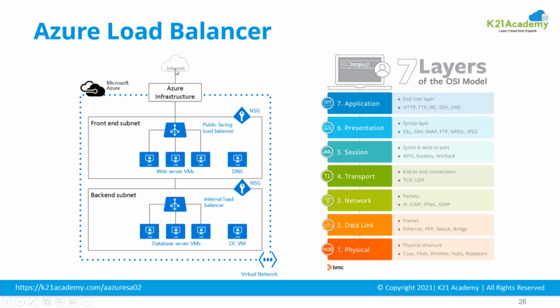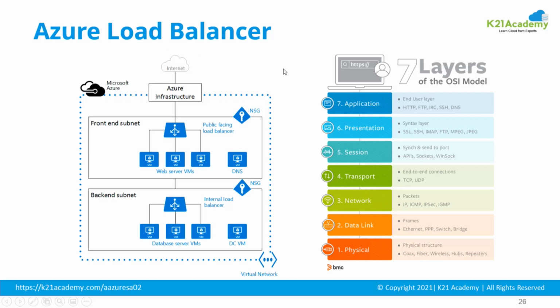This is an example of a full diagram. You have internet requests coming in through the public load balancer, and from that you have web servers running on VMs, which in turn forward requests to the backend load balancer. Oh, sorry, this is the internal load balancer forwarding requests to the internal database servers, for example.